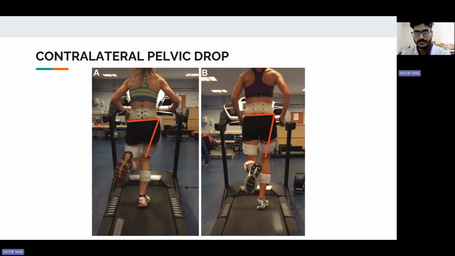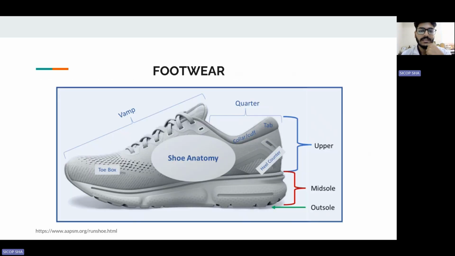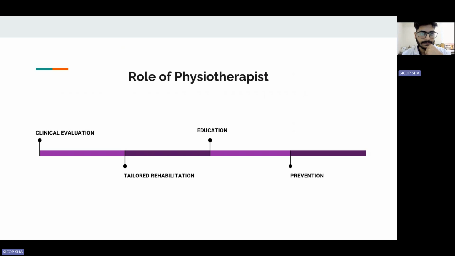They'll watch the video at different speeds, in slow motion, fast motion, and they'll determine the biomechanical factors through that. Also, the physiotherapist has to check for the muscle weakness, the muscle tightness, what kind of shoes they're using, what kind of training they're doing, what kind of protocol is going on.